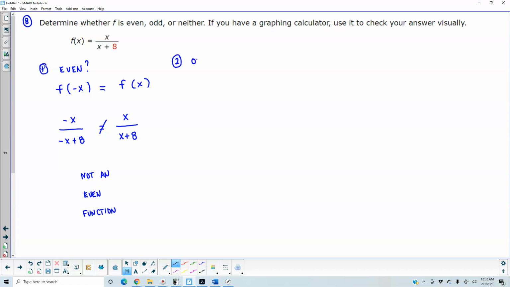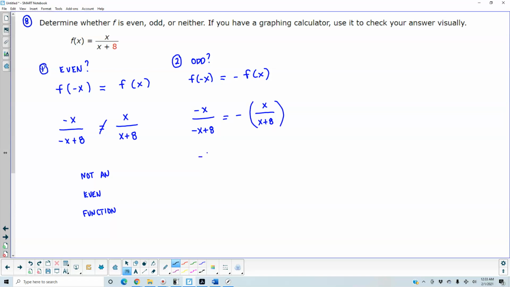Okay, number 2, we want to determine if it's an odd function. And what's the definition of the odd function? That means if you have f of negative x, is that going to equal negative times f of x? So we plug in negative x into the function, so we have negative x over negative x plus 8, and that's going to equal a negative times x over x plus 8.